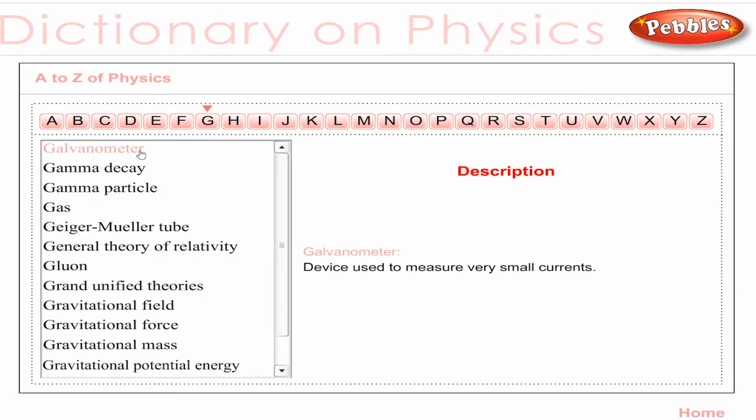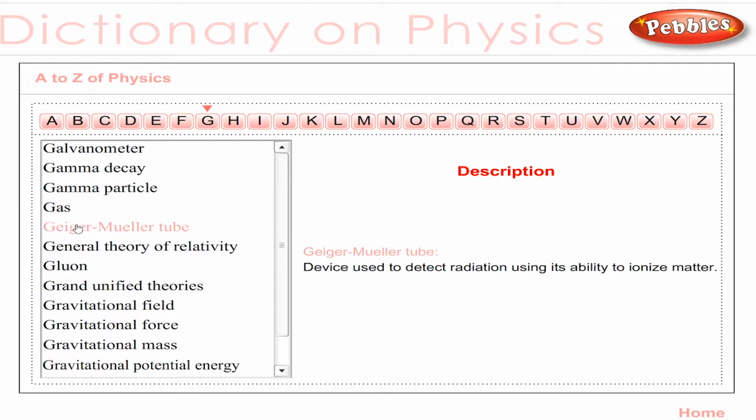Galvanometer. Device used to measure very small currents. Gamma decay. Process by which a nucleus emits a gamma ray. Gamma particle. High energy photon emitted by a radioactive nucleus. Gas. State of matter that expands to fill container.